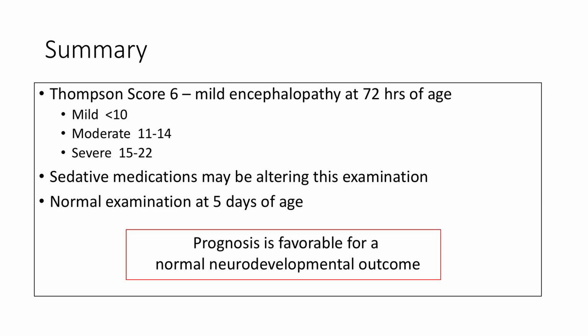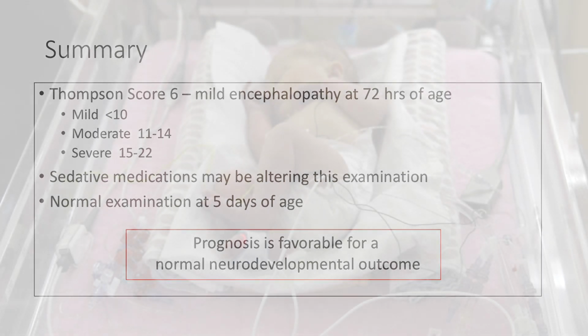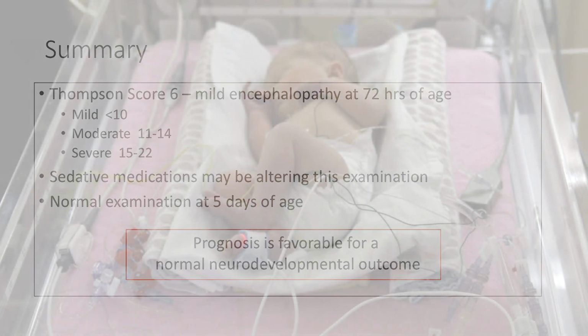The score on admission for this patient was 2 prior to the administration of any sedating medications. In summary, this is a term baby with HIE who's undergoing therapeutic hypothermia and is still mildly encephalopathic on examination at 72 hours of age, but sedatives may be contributing to the findings.